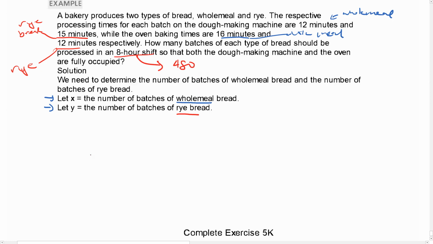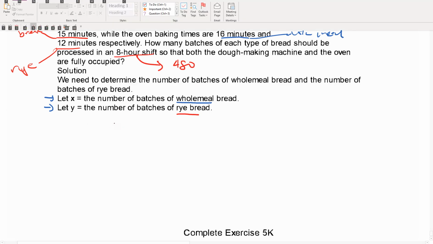Okay, so let's rewrite the equation. First and foremost, you want to write the equation for this. So let's do the equation for the first part there, the wholemeal.